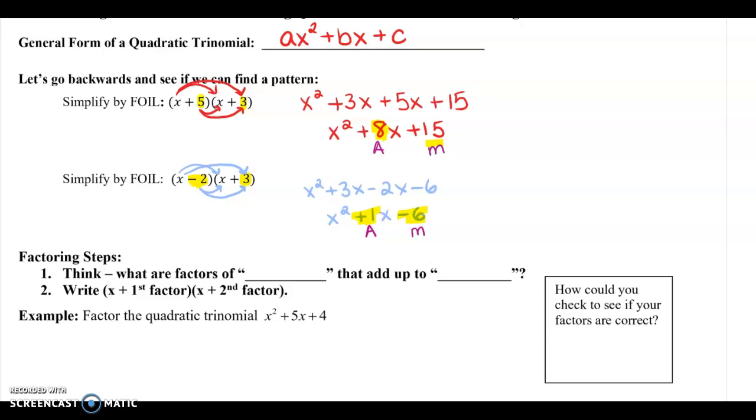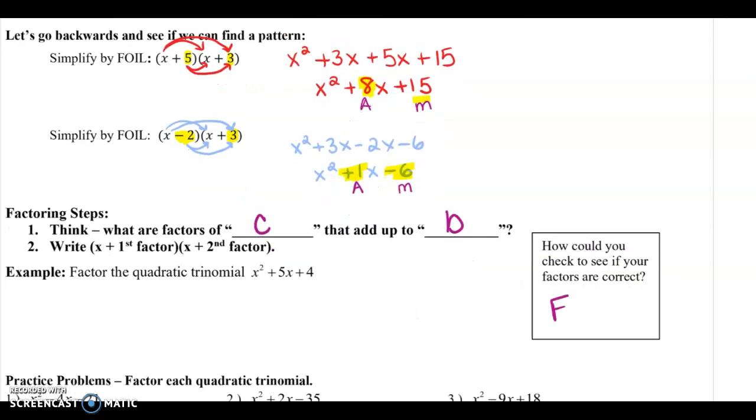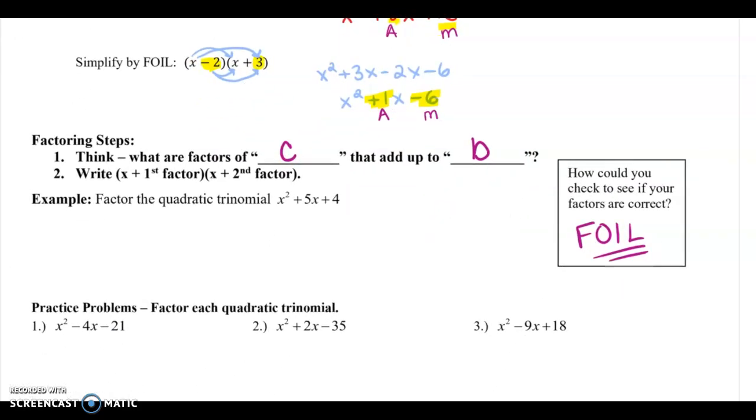So the steps are, you want to think what factors of C, so that's the end number, add up to B, which is the middle number. Okay, that's what you're thinking. And then what you end up doing is you end up writing your answer as x plus or minus, depending on what it is, the first factor, x plus or minus that second factor that you find. How could you check to see if your factors are correct? You can go through and FOIL your answer and check, or double distribute. Okay, so another way you're going to hear me talk about this is the add multiply method.